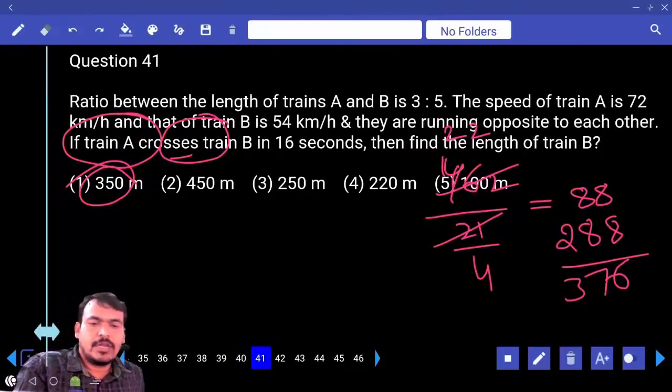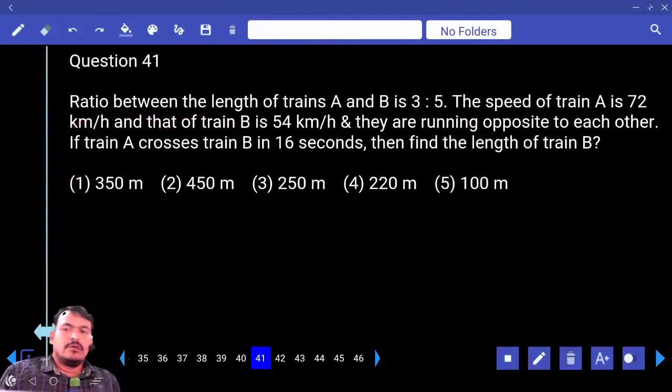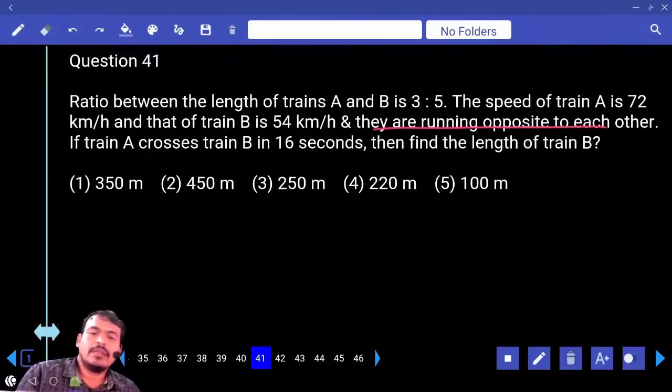Next, question number 41. The ratio between the lengths of trains A and B is given as 3:5. The speed of train A is 72 km per hour and train B is 54 km per hour. They are running opposite to each other, meaning both are moving in which direction? Opposite direction. If train A crosses train B in how many seconds? 16 seconds. Means time is also given, or not?